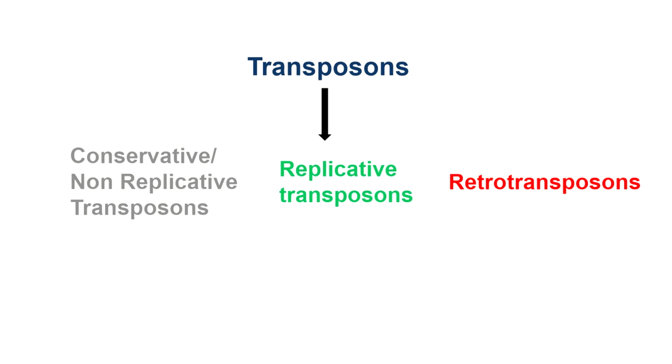Now, retrotransposons is one of the categories of transposons. The other two categories being replicative and non-replicative or conservative transposons. Now, I have already discussed the basic mechanisms of all these three categories of transposons in my last video. And I have also discussed replicative and non-replicative or conservative transposons in detail in that video. So I request you to please have a look at that video.